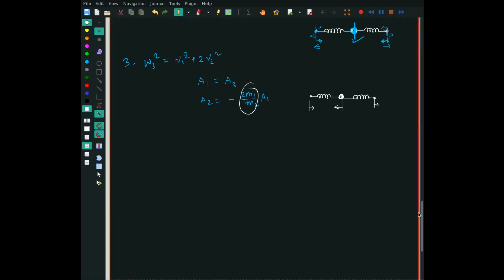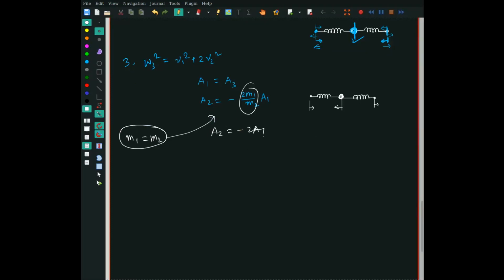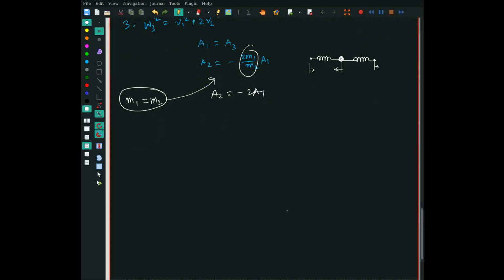Now, if I try to find out my normal coordinates, I can easily find it out in this way. So I will consider the scenario when m1 equals m2. You can also find out the general scenario here. So m1 equals m2 means in this case, this relation will be a2 equals minus 2a1. Okay. That is the scenario that I will be concentrating on.